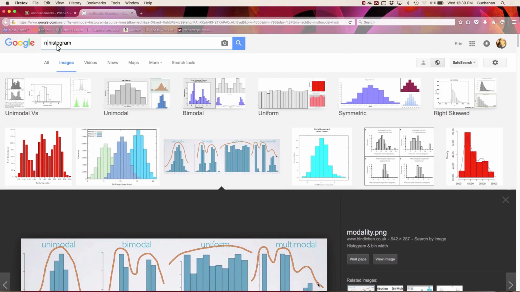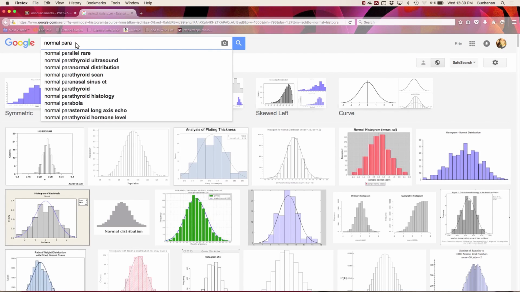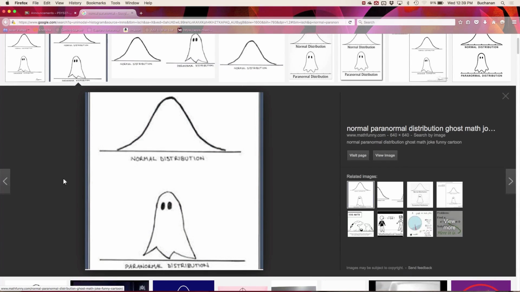Let's see if we can get a normal one. Where's that normal paranormal joke? Because it makes me laugh. I don't know if y'all have seen this one before. Yeah. He's so cute. This always comes up at Halloween. I'm like, that's never not funny. I don't know what it is.